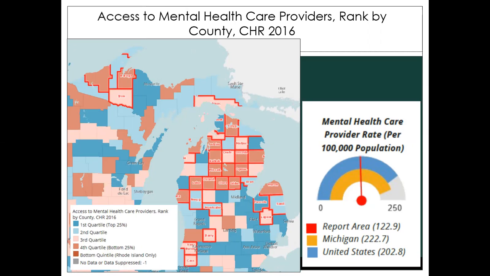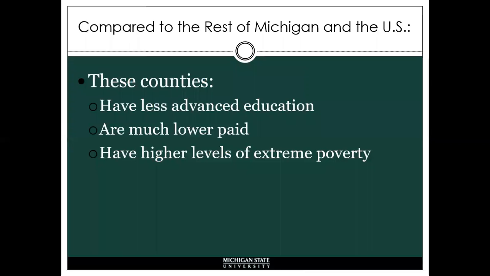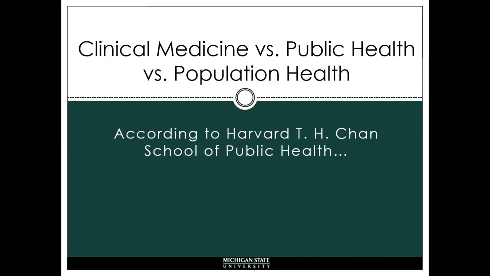So a real broad overview, based on the averages in these counties, they have less advanced education, individuals in general are paid less, and have higher levels of extreme poverty. But as you saw, there were several counties that stood out from the averages and had many other struggles that stood out and above from the average of the other rural counties. We're going to shift gears now and talk about the differences between clinical medicine, public health, and population health.